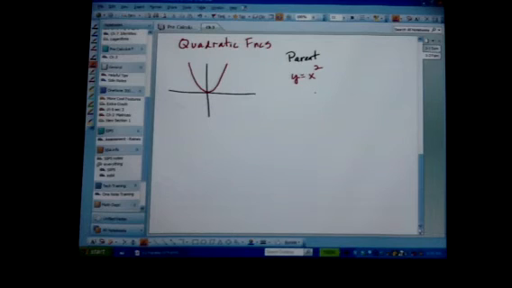Now, every family that we're going to deal with in this section has a parent. So the first thing I want to do is just go through each family, give you its name, give you its parent equation, and show you the graph of that parent equation. Okay? So our first family is quadratic. Our second family that we're going to be working with is going to be the cubic family. So we have cubic functions.